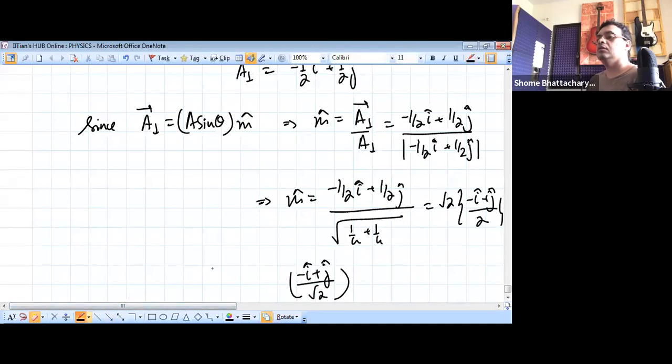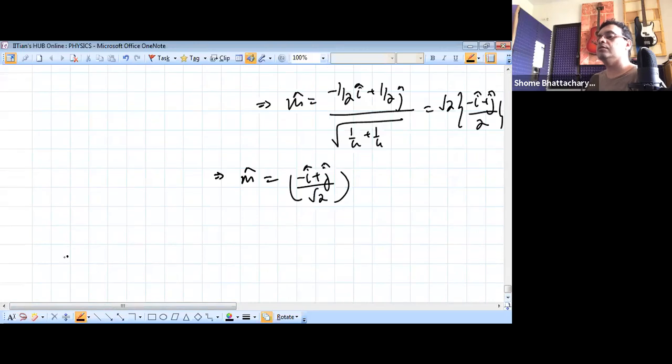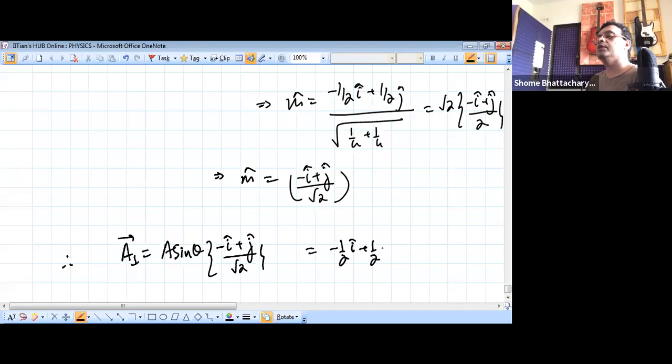Finally, this is what is becoming m cap. So the perpendicular component in conceptual form becomes A sine theta multiplied by this unit vector, minus I cap plus j cap by root 2, which by the way numerically was equal to how much? Minus 1 by 2 I cap plus 1 by 2 j cap. But here this is the form in which we required it. So the options were giving it in this form and not in the numerical form.